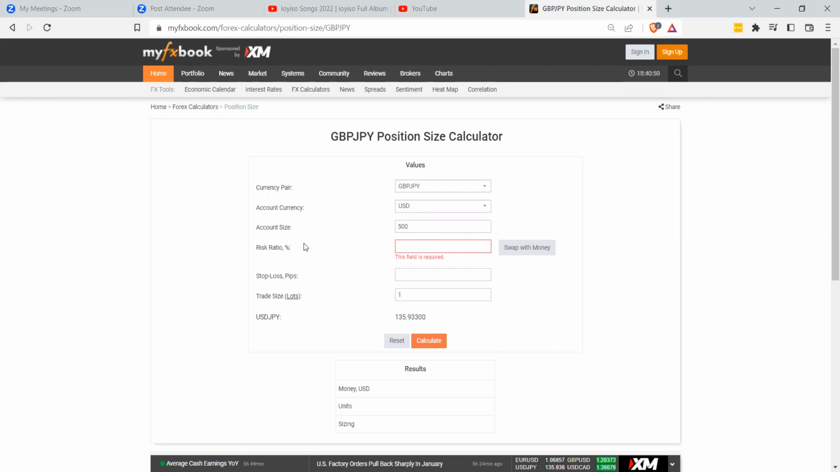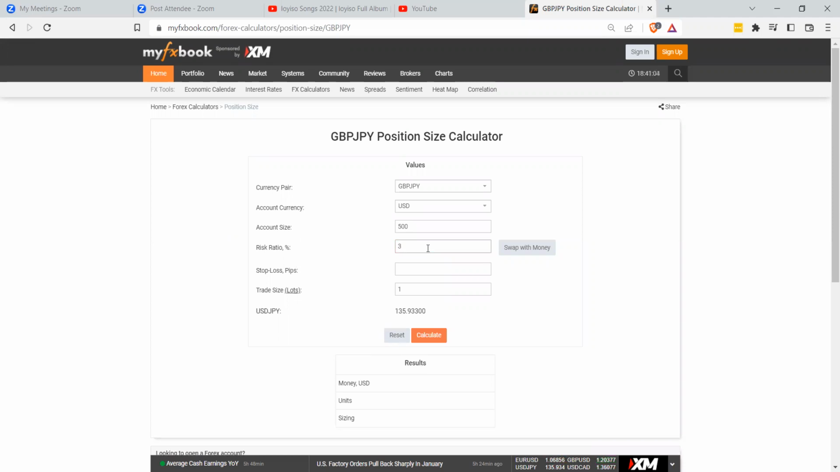If you are being conservative, it's anything from 1 to 5%. If you are being aggressive, from 10% to 20%. So let's start from conservative. I want to risk 3% of my account on this particular trade. So you put 3 there.